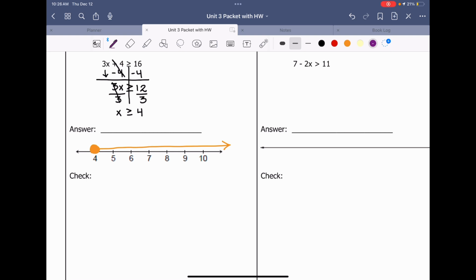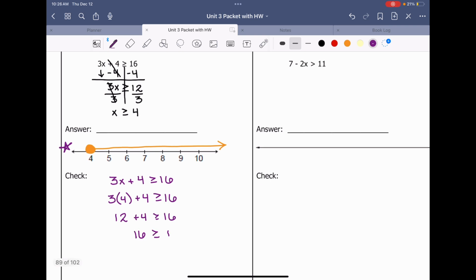So we're going to rewrite the inequality: 3x plus 4 is greater than or equal to 16. I'm going to choose a number from what my number line is telling me. I could choose 4 or anything larger. I'm just going to choose 4, so replace x: 3 times 4 plus 4 is greater than or equal to 16, and solve. 3 times 4 is 12 plus 4, 16 is greater than or equal to 16. That is true, so I'm all set.